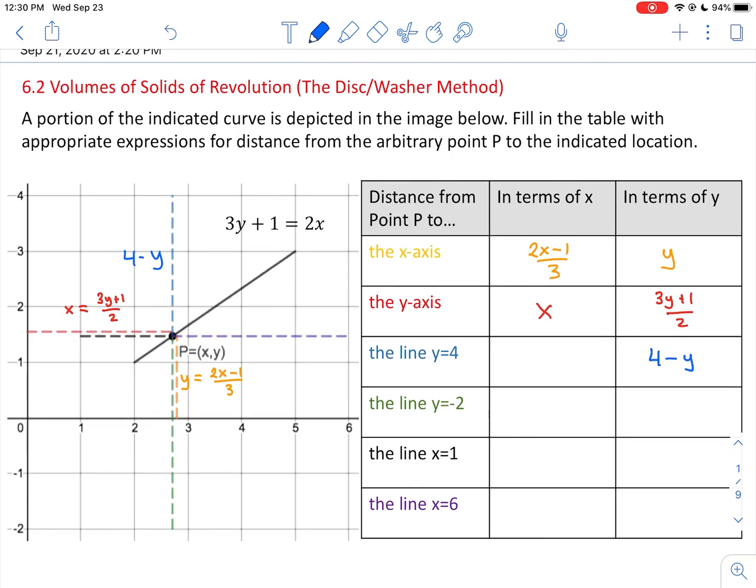If you want to do that same length but in terms of x, then you simply have to replace y with the rule 2x minus 1 all over 3. So then I would say 4 minus (2x minus 1) all over 3.